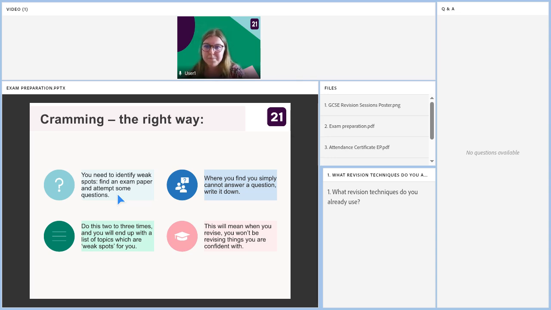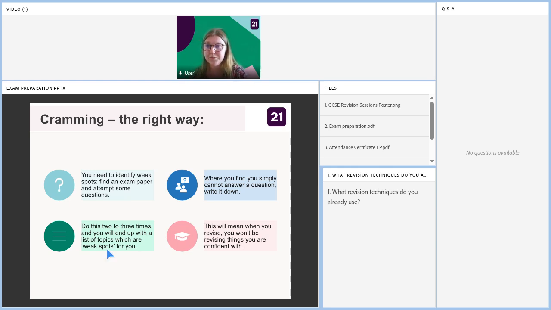Get an exam paper. Okay, you can get them all online. I've showed you where to get them. And attempt as many questions as you can. Any question that you get to and you think, I can absolutely not answer that question, make a note of it. Just on a piece of paper, make a note. And do that with 3 or 4 different exam papers, okay? You don't have to answer all the questions. You just have to think to yourself, can I or can't I answer that? And if you can't, write it down.